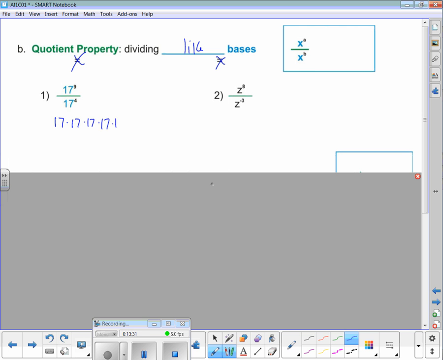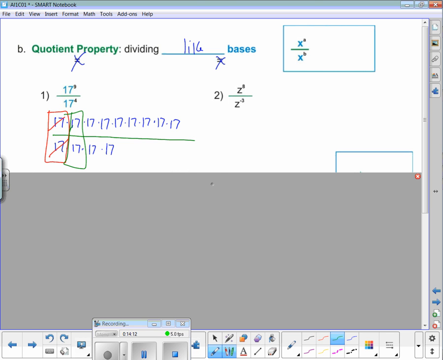3, 4, 5, 6, 7, 8, 9. And there are 4 17s on the bottom: 1, 2, 3, 4. Right, 17 to the 9th divided by 17 to the 4th. Do you concur? And we know that whenever you have the same quantity top and bottom and everything's being multiplied, you can divide it out. 17 divided by 17 is 1.